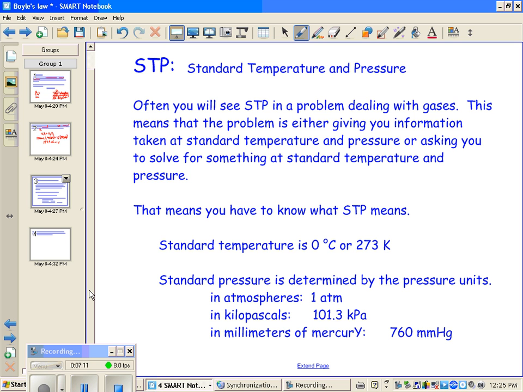If you ever see standard pressure, then it's going to use one of these. Well, how do you know which one to use? It depends on your pressure unit. If it asks you to find pressure in kilopascals, you're going to use 101.3. If it asks you to use pressure in atmospheres, you're going to use 1 atmosphere, and so on and so forth. But the point is that you have to know these numbers. You have to know whenever the problem refers to standard temperature, what it means. If it refers to standard pressure, this is what it means. If it says STP, it's talking about one of each. All right? Questions about that?